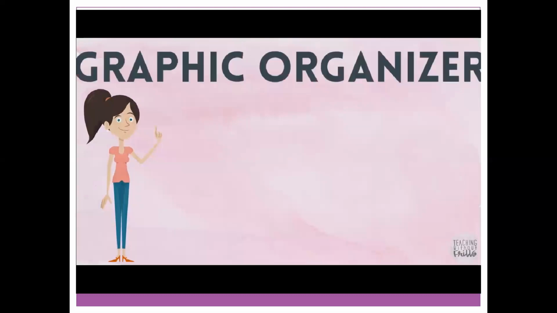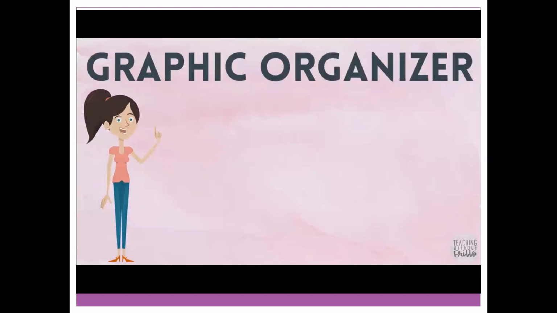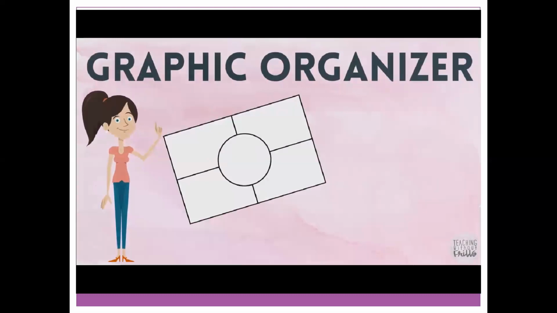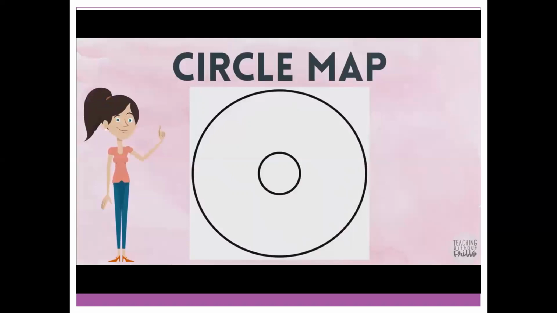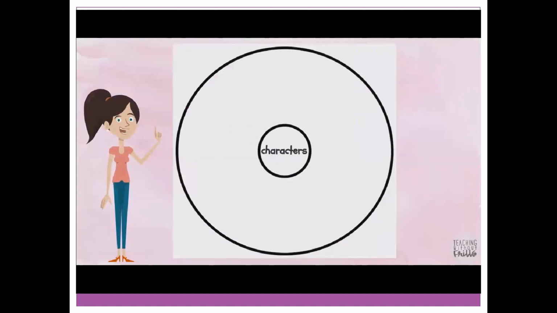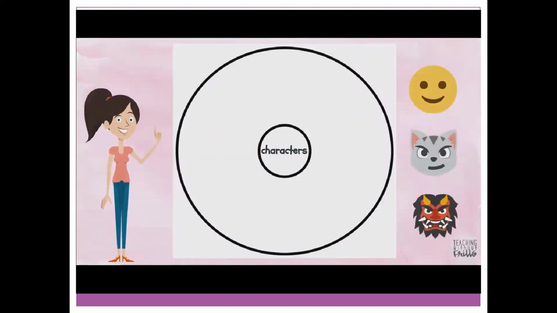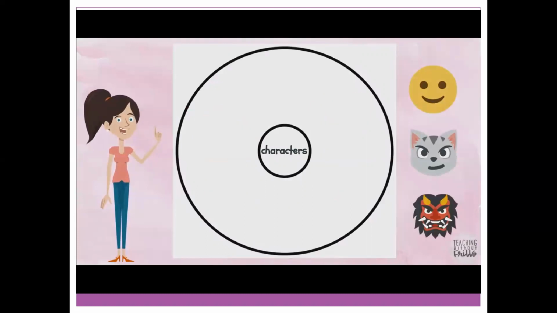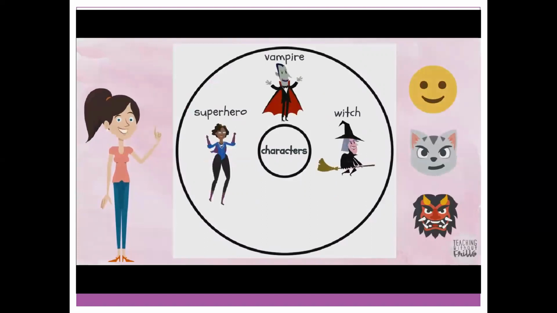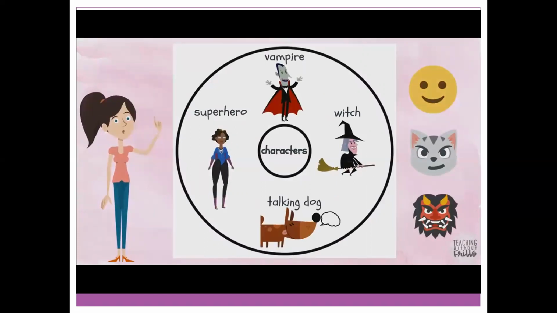Sometimes it helps to use a graphic organizer. You can use a pre-made organizer, or you can even make your own. I'm going to use a circle map because it has plenty of room for my ideas. First, I'll brainstorm some different types of characters. Remember, characters are the people, animals, or creatures in your story. In an imaginative narrative, your characters aren't just regular people like you and me. You have to use your imagination. I could write about a vampire, a witch, a superhero, a talking dog. Wow, there are so many options.